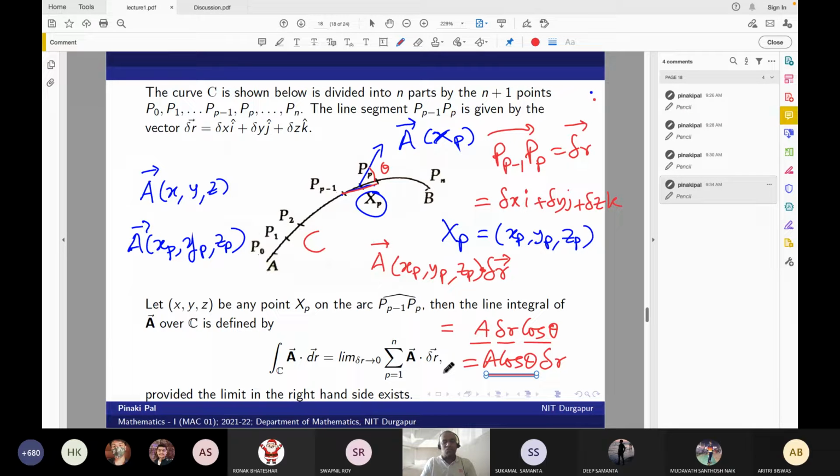Okay, so this is my point, and I will give you more examples later on. At this moment, just work done. A is the force field, and this line integral gives us the work done in moving a particle from A to B following this given curve. And in this case, the line integral can be defined by this limit of this sum.